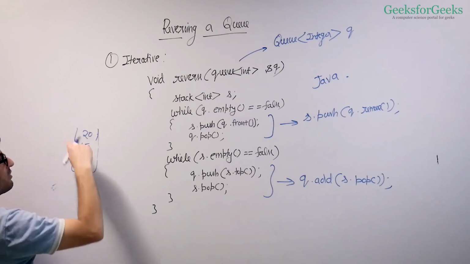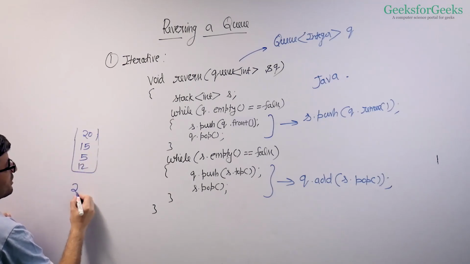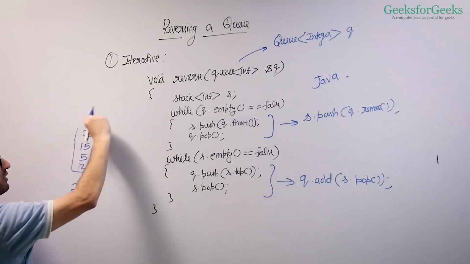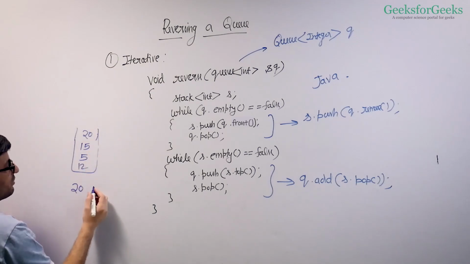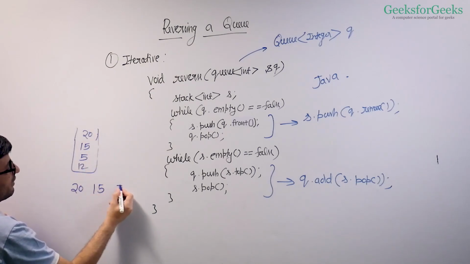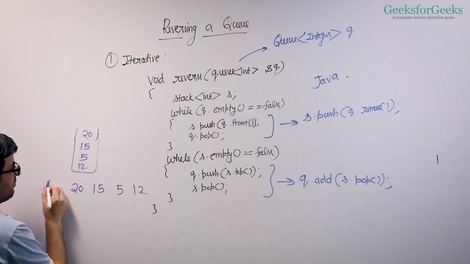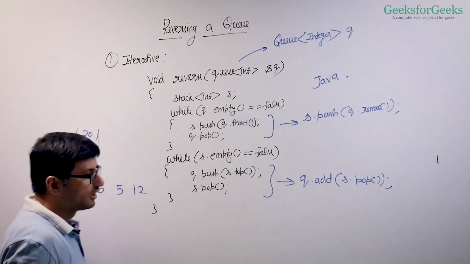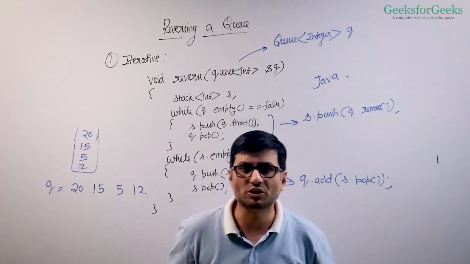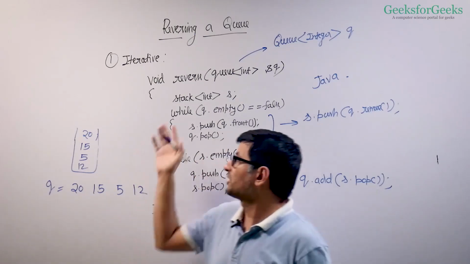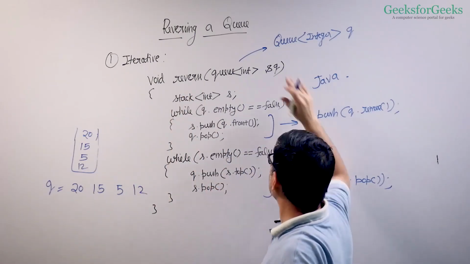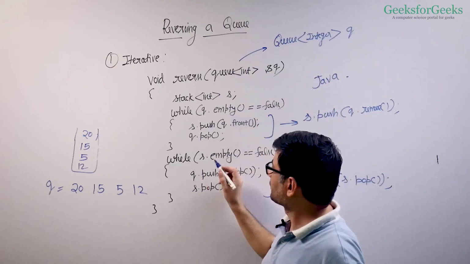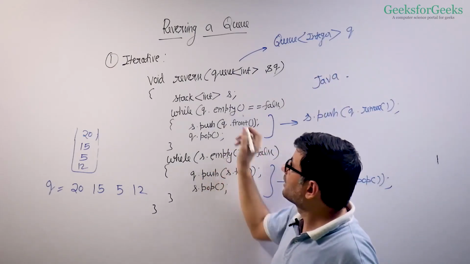Now what do we do? We take out these items one by one from the stack and put them into the queue. So 20, 15, 5, and 12. This will be our queue, because we are removing the last added item first. So this is how we reverse the queue. If you're programming in C++, you can use this code. If you're programming in Java, you can just make these modifications, these blue changes. And obviously this function will be isEmpty in Java.